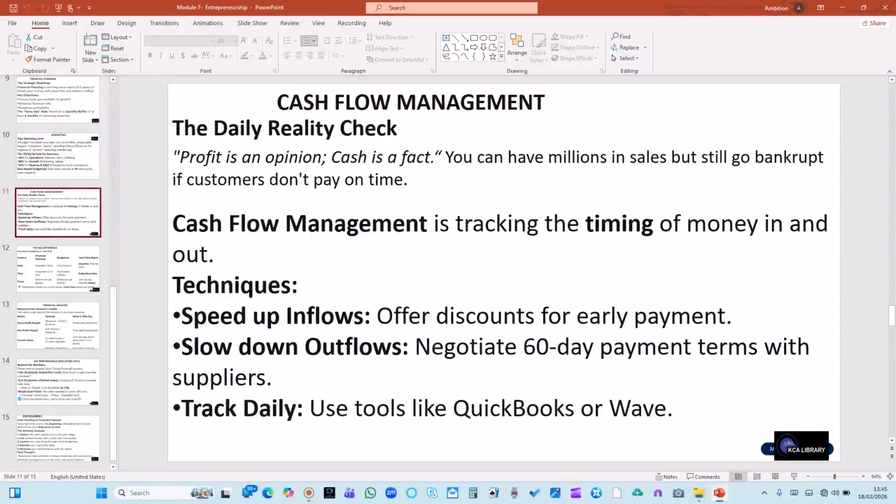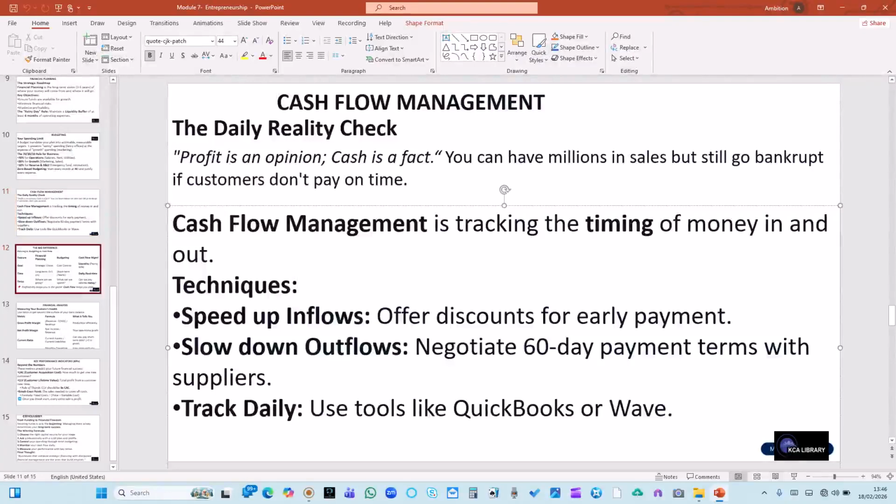Now let us look at cash flow management, which is tracking the timing of money in and out. The techniques of cash flow management include: one, speed up inflow, which offers discounts for early payments. Then slow down outflow, which negotiates 60-day payment terms with suppliers. Then we have track daily. Use tools like QuickBooks or Wave to track your budget or your cash flow on a daily basis.